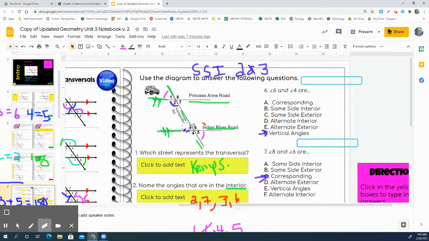Does that make sense? 4 is on that lower left-hand corner of the intersection, and if I slide it up, it's going to slide right onto angle 2. Or if I'm standing on the corner at 2 and I slide down here, I'm going to end up on 4.